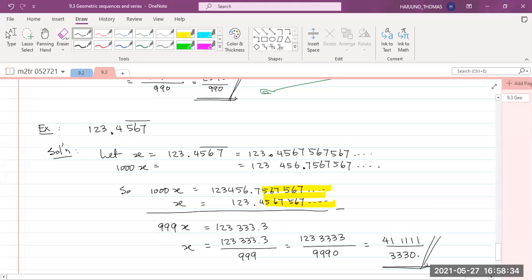Okay. I think that's where I will stop for 9.3. Suggested homework: number 1 to number 59. Just do every other odd, I think. But you see, it's more about formulas and how to use them.